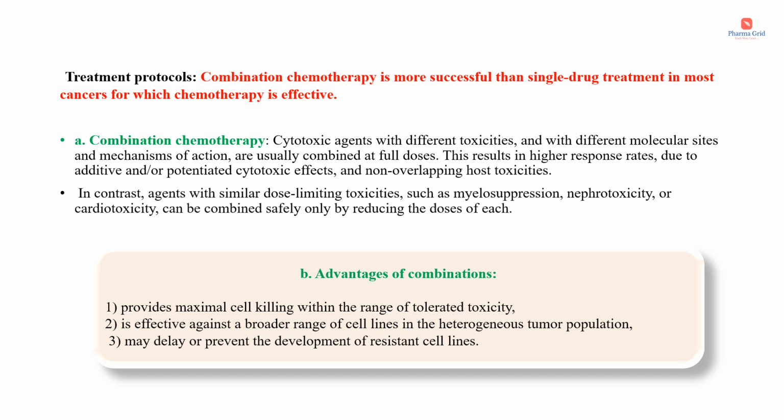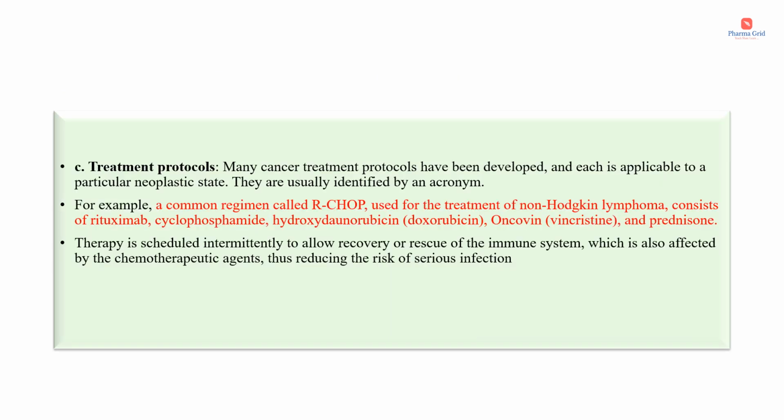What are the advantages of combination chemotherapy? This combination provides maximal cell killing within the range of tolerated toxicity. It is effective against a broader range of cell lines in the heterogeneous tumor population. And the third point is that it may delay or prevent the development of resistant cell lines. Many cancer treatment protocols have been developed and each is applicable to a particular neoplastic state. They are usually identified by an acronym. For example, a common regimen called R-CHOP is used for the treatment of non-Hodgkin lymphoma.